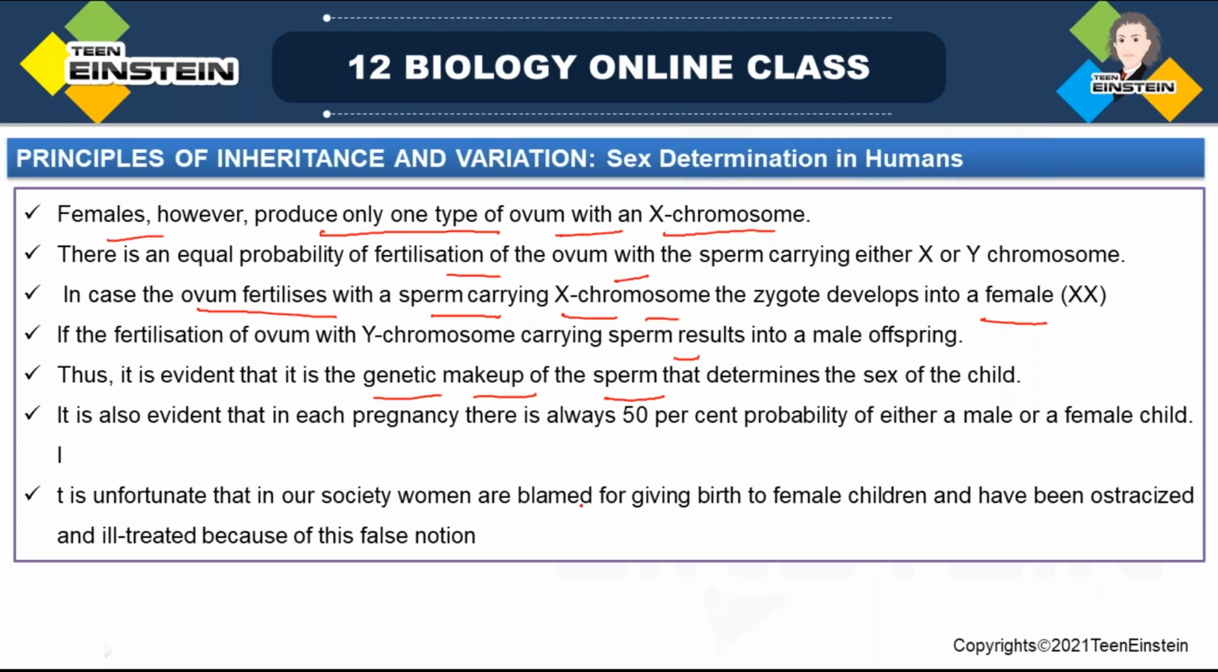But what determines the sex of the baby? It depends upon the male sperm. If the male sperm with XY joins, X with X forms a female, and when X joins with Y, that forms male again. Okay.